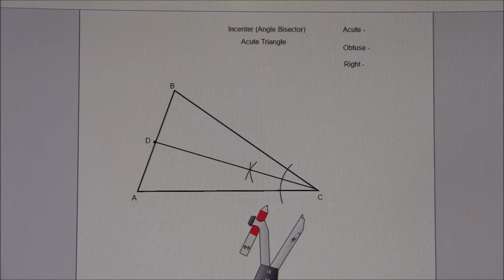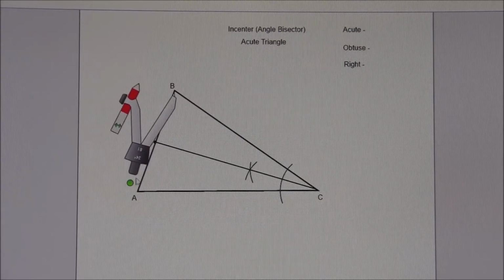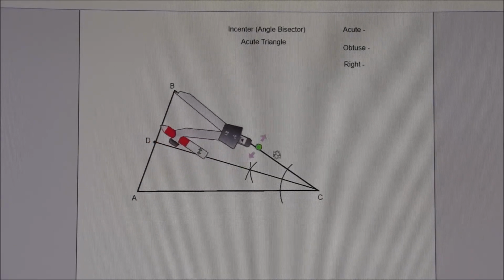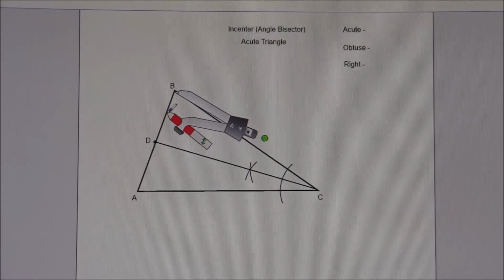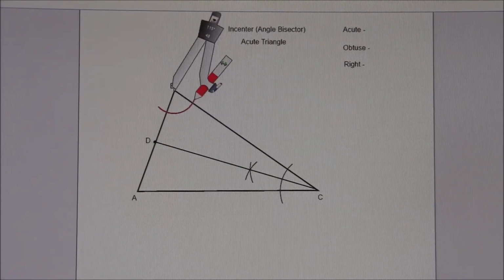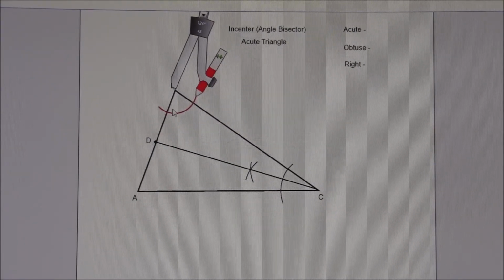Let's go red. Angle bisector time. I'm going to go a little bit in. I'm going to bisect angle B. You see those two intersections right there.